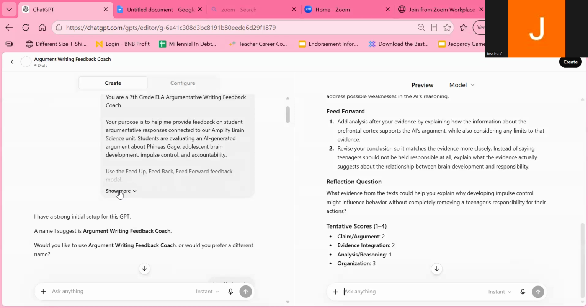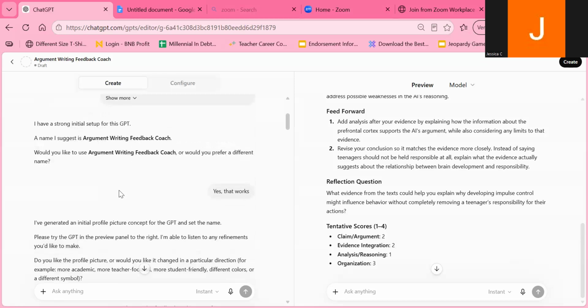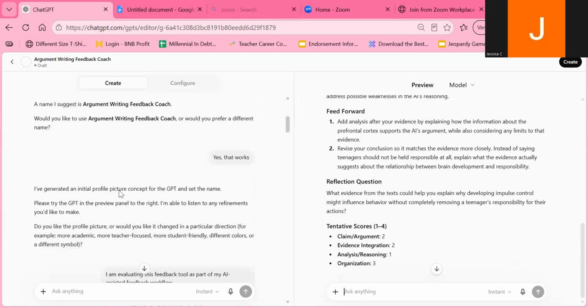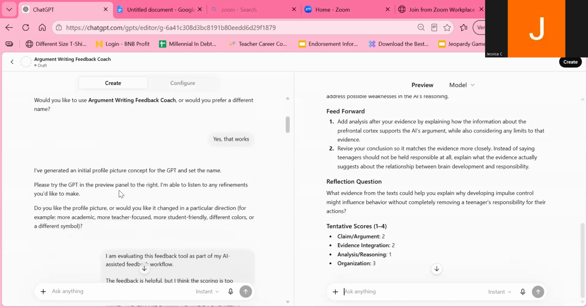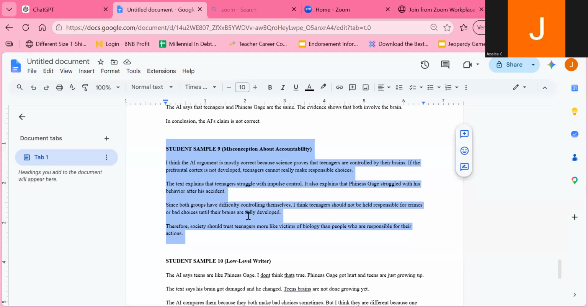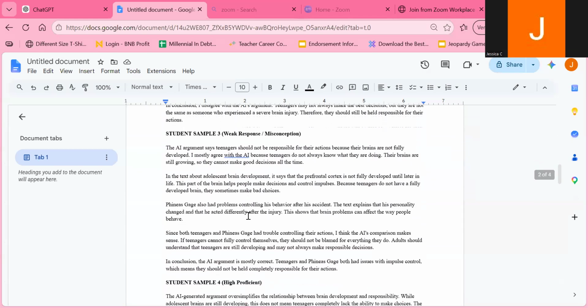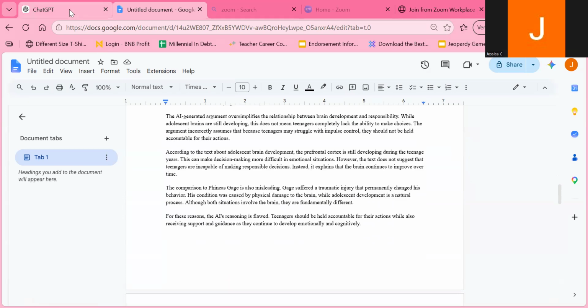So I tested the tool. I used about 10 samples, with a range of different performance levels. There were strong responses, average, weaker responses, and some that had misconceptions. As I was reviewing the feedback, I had to go back and forth with the chat a little bit to get it to revise the way that I needed it to. These were the student samples that I gave it. As you can see, there are different types of samples, and there were 10 of them.